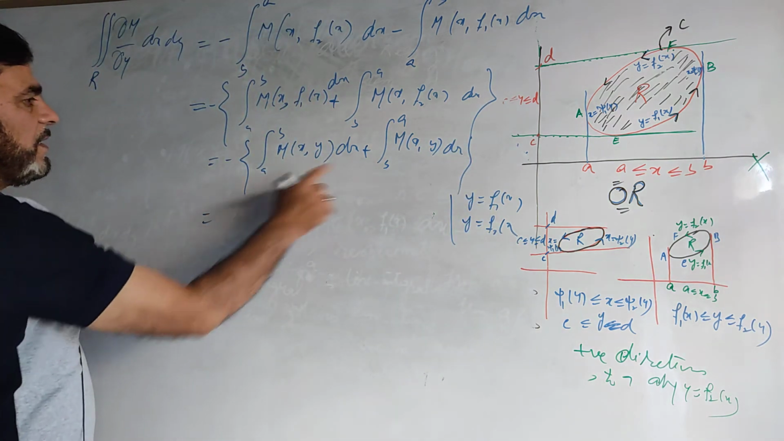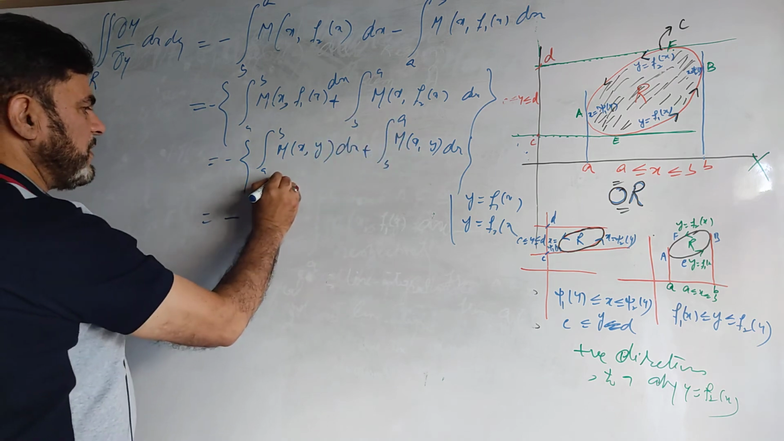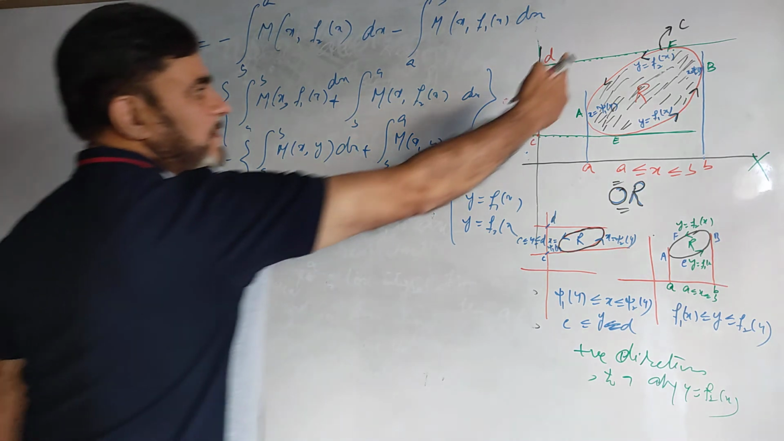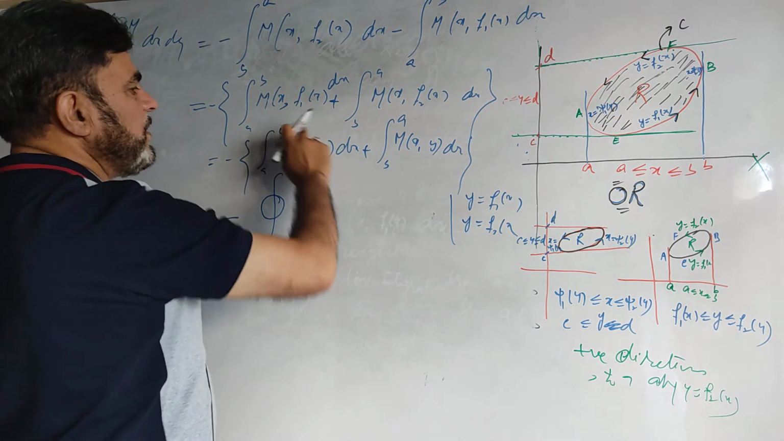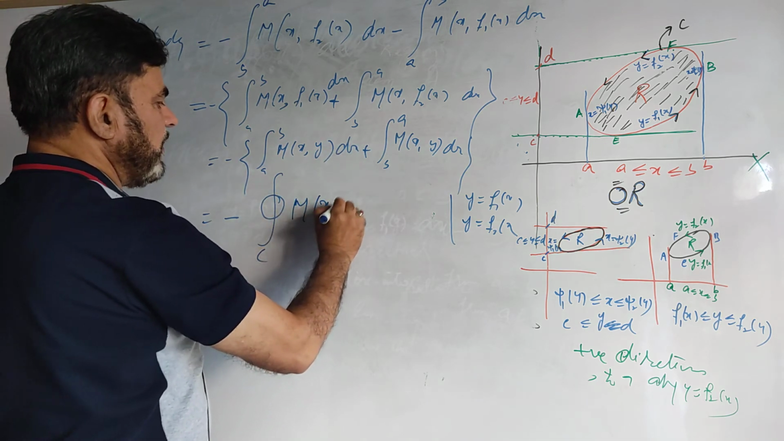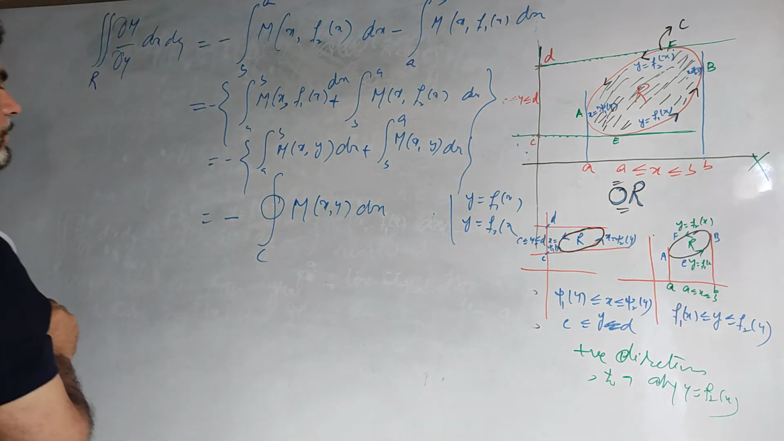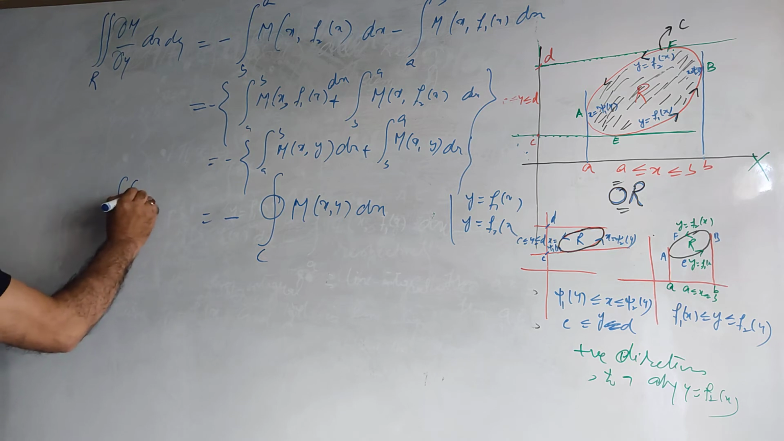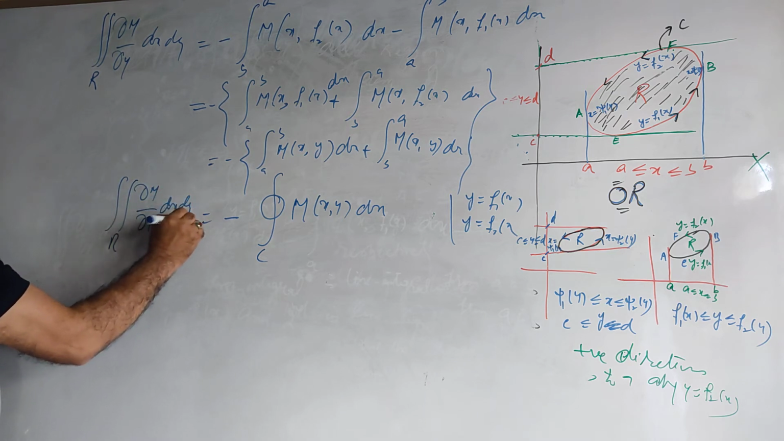Now what is this? Now it is a line integral. It is the closed boundary C. So it is a closed line integral along the closed curve C, because curve C comes under A to B, B to A. This you will write as M(x,y) dx. So we have this line integral for the partial derivative of M with respect to y dx dy.